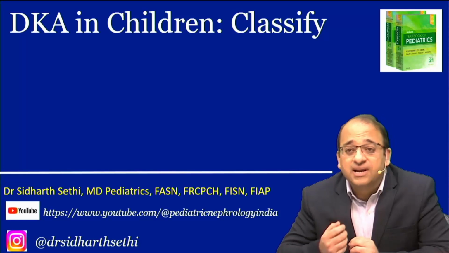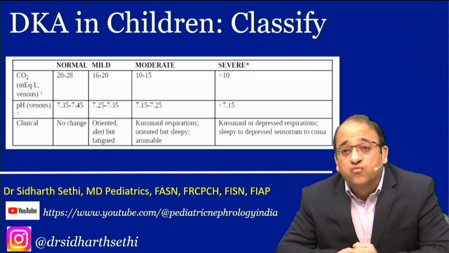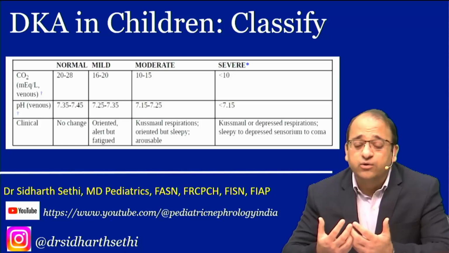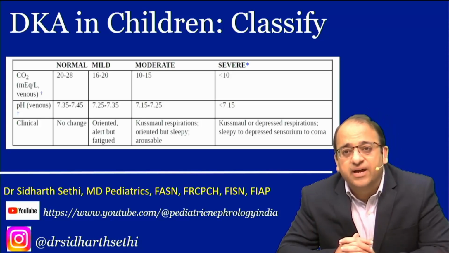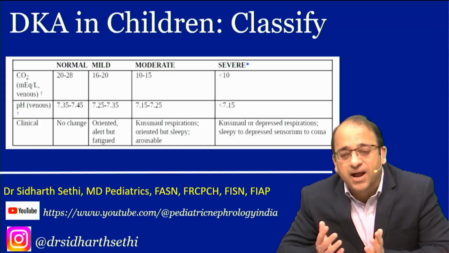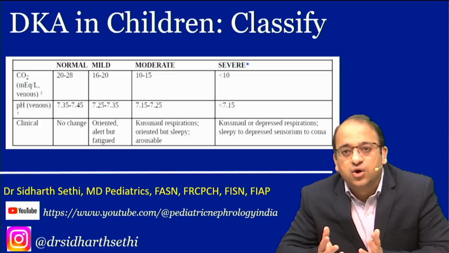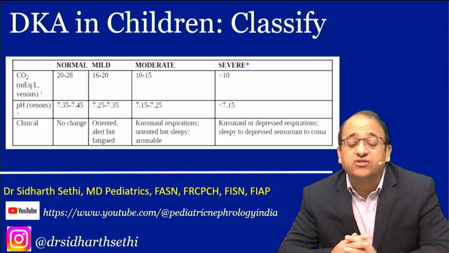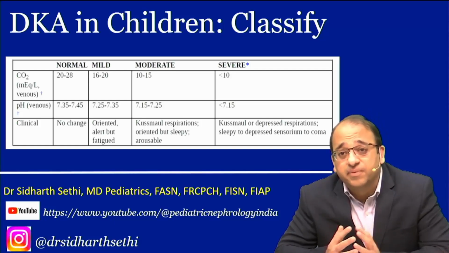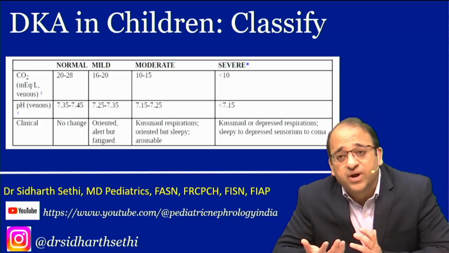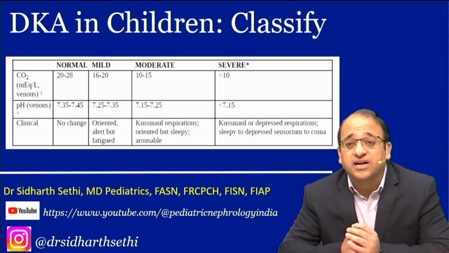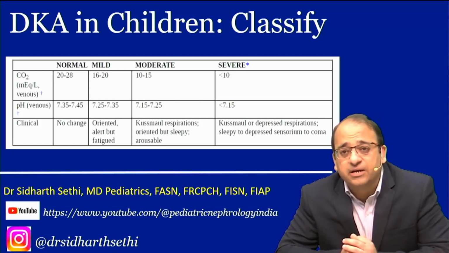to classify this. So we classify, and whatever I'm telling you is from the standard Nelson's textbook, that you need to classify the diabetic ketoacidosis into mild, moderate or severe. Now it's based on the venous pH and the clinical picture. So if the venous pH, as you can see here, is between 7.25 to 7.35, this child is oriented, it's a mild diabetic ketoacidosis.